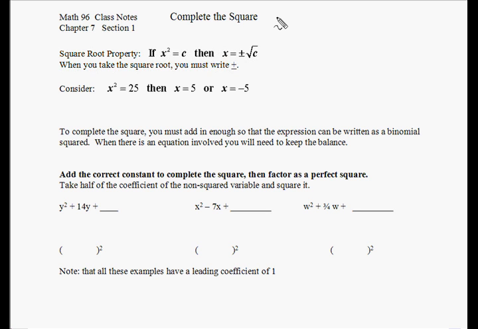We're going to learn how to complete the square. This is a process necessary if you want to graph things like parabola, ellipse, circle, and hyperbola. All the things that we're going to be graphing in Chapter 8.